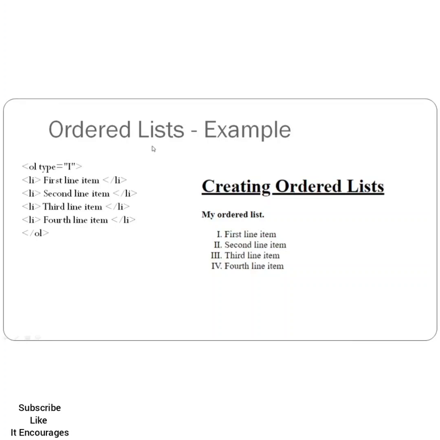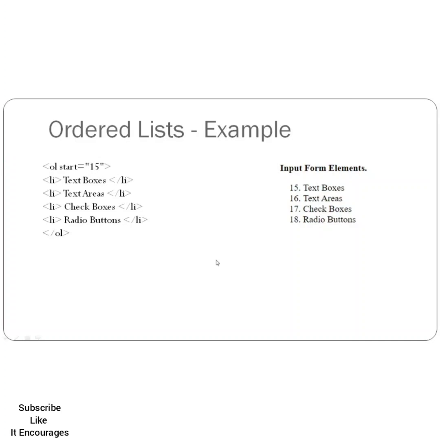Now the example for the ordered list, as we can see in the code. The type has been specified to be Roman uppercase numeral. So we can see the output here as the 4 line items, and the sequence is in the form of Roman numerals. In the second example, we have specifically given the starting number as 15. So we can see in the output that the sequence has started from 15 and it has gone up to 18 because there were 4 line items in the code.